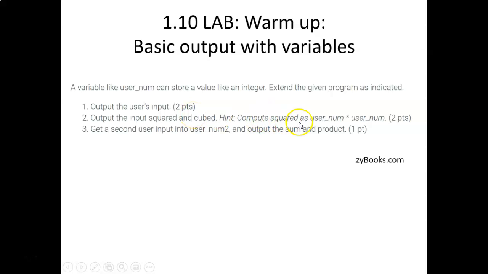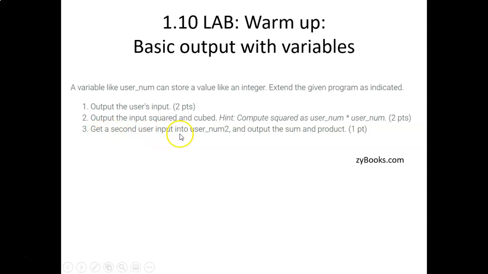We also are getting a hint here that we can square numbers by multiplying them by themselves, and you should remember that from basic mathematics. We can cube numbers by multiplying them by themselves 3 times. Squares 2 times, we multiply the numbers. Cubes will multiply the numbers 3 times.